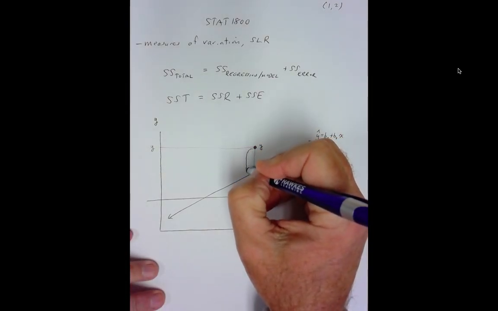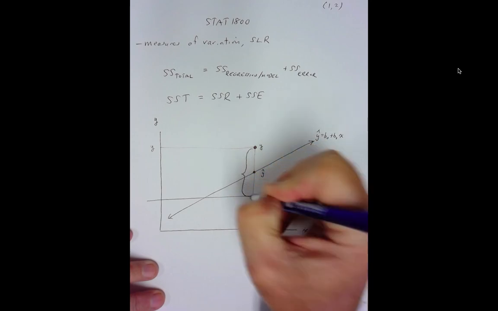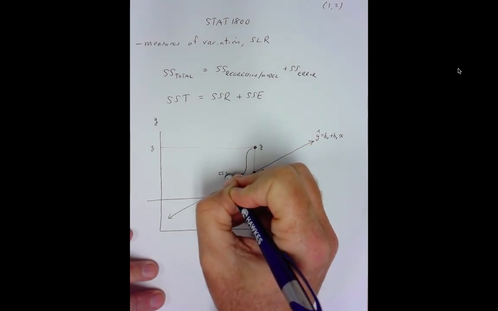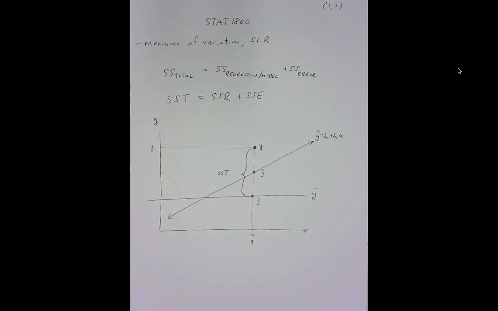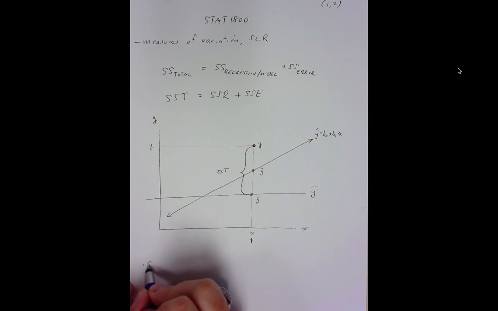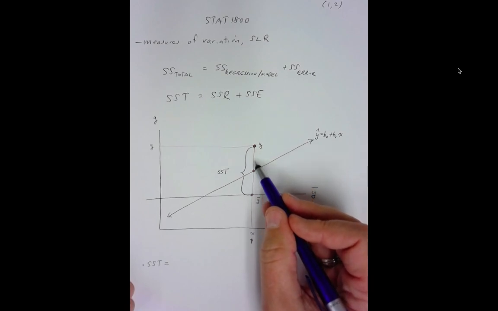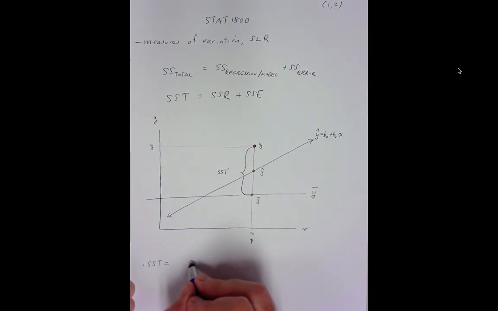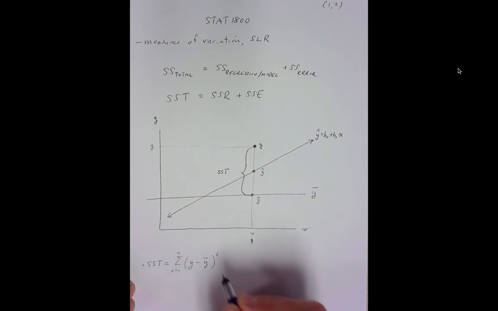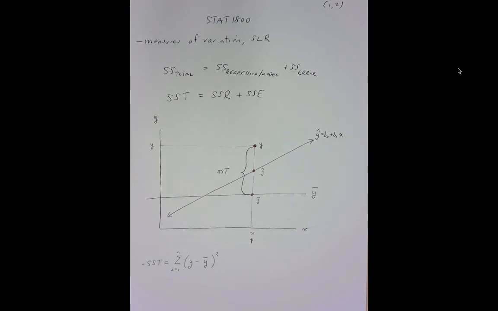Well, guys, it turns out that this distance right here is the total sum of squares. So guys, the total sum of squares can be found by taking the y value minus the mean. But we want to do that for all of our points, and we have to square those. So guys, that's the formula, if you will, for the sum of squares total.